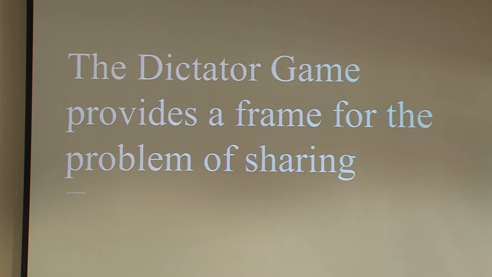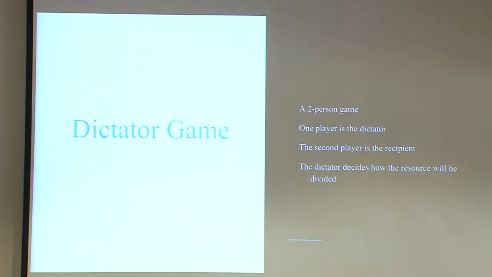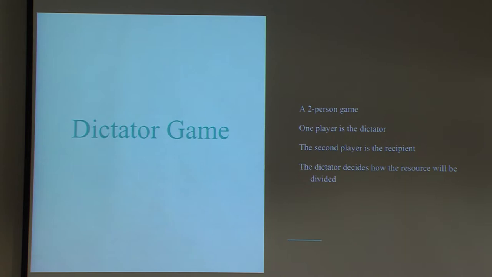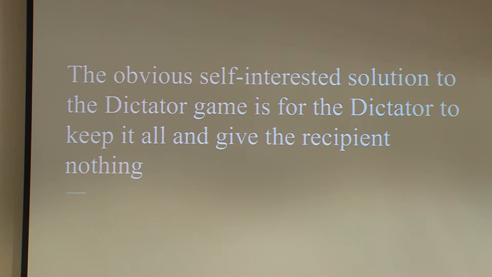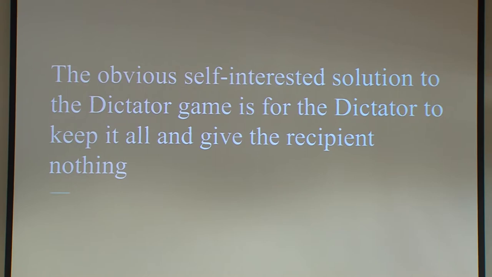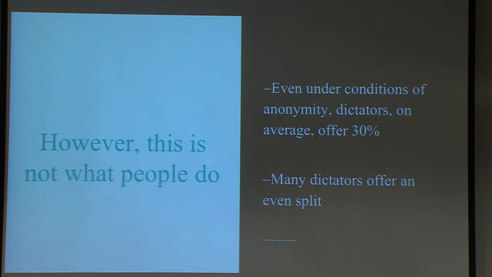So I'm going to start with the dictator game. This is a game that's been used by economists and anthropologists lots of times. It's a very simple game where you have two players. One is a dictator, one's a recipient. The dictator gets a resource. The dictator decides how to divide it. The solution to this game is obvious. The dictator should keep it all and give nothing. But that's not what's found in experiments around the world and across cultures. People give 30%. In fact, a large number of people in these experiments divide it. Why do they do that?